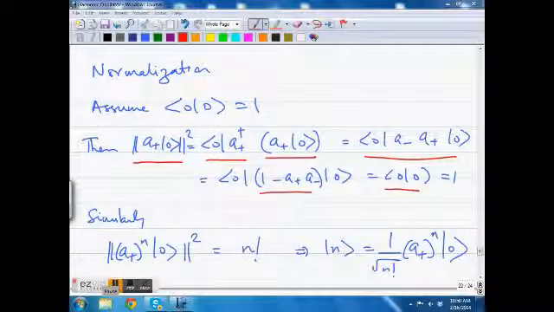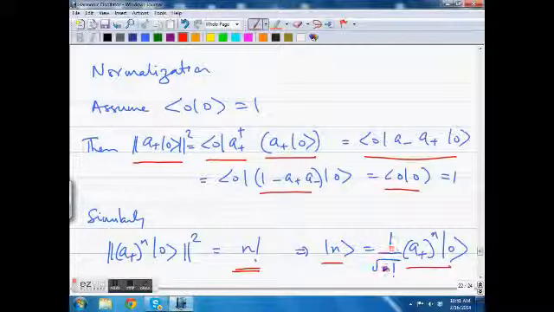When I do this, basically writing strings of a minuses and a pluses and reshuffling them around till I can read off what the expectation value is, I get a very nice answer. The norm squared of a plus acting n times on the vacuum is simply n factorial. So in order to get a normalized state, which I'm going to call n, what I do is take my unnormalized eigenvector and divide it by the square root of n factorial.